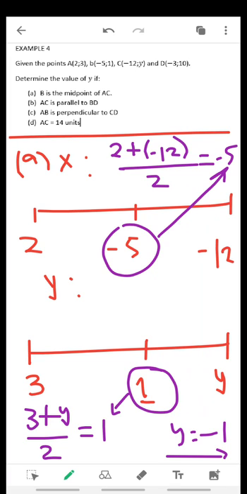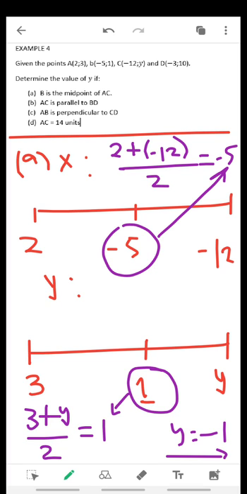Now, moving on, let us look at an example. Example 4 regarding gradients. Remember, up to now we have covered distance between 2 points. Now we are looking at the gradient. Example 4. Given the points A(2, 3), B(-5, 1), C(-12, y), D(3, -3, 10)... that is for D. Determine the value of y if, meaning we're going to get different y values looking at each of the statements. Now we are just testing understanding from what we were discussing.